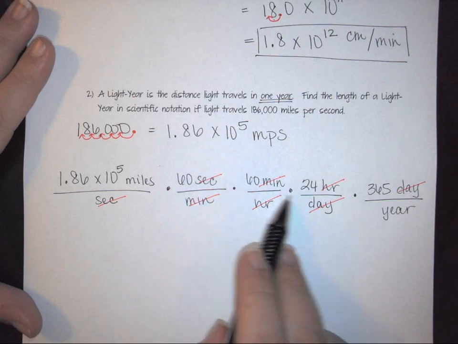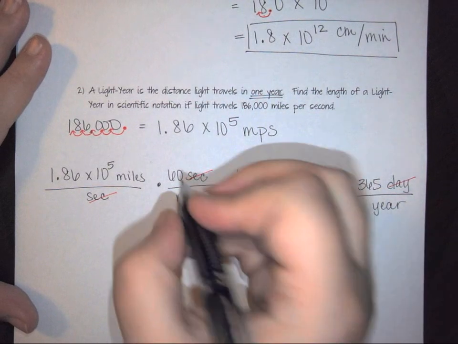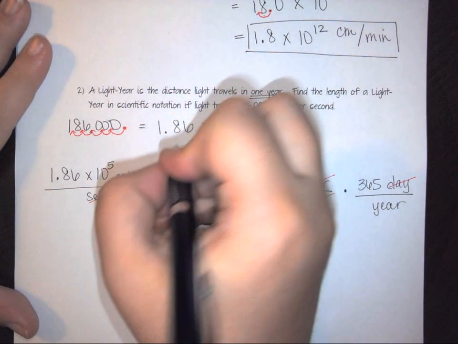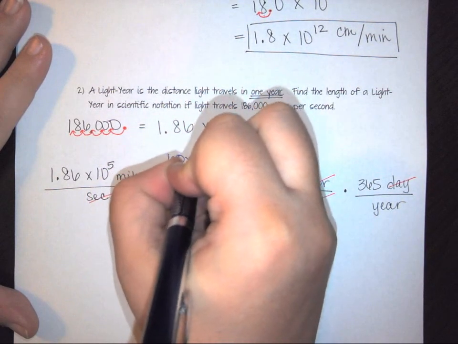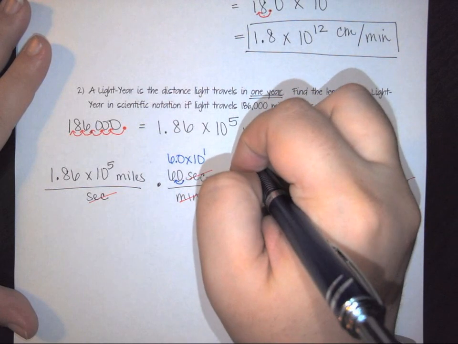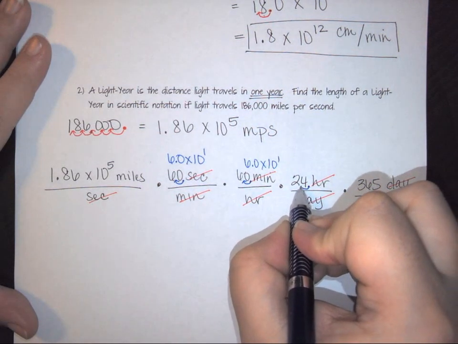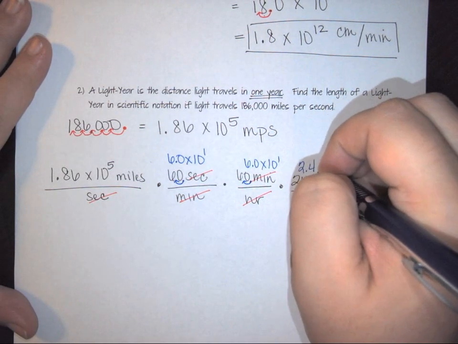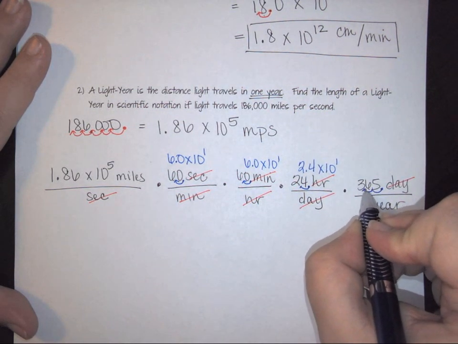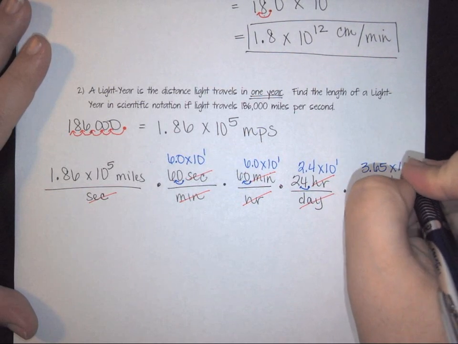Now with each of these we have to change them into their own scientific notation. So here my decimal point moves once, makes this 6.0 times 10 to the 1st. Again, I have to move my decimal point, so again 6.0 times 10 to the 1st. I have to move it, so this becomes 2.4 times 10 to the 1st. And here I have to move it once, not twice. Becomes 3.65 times 10 to the 2nd.